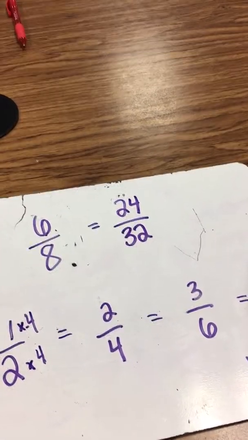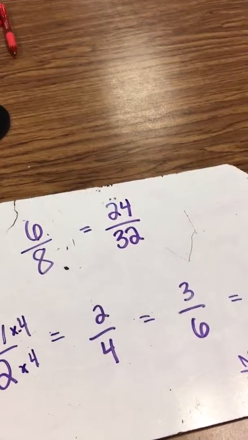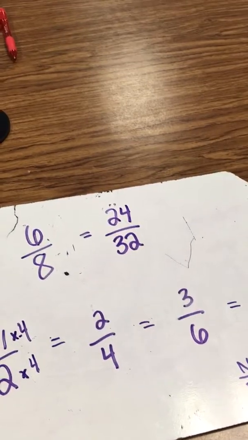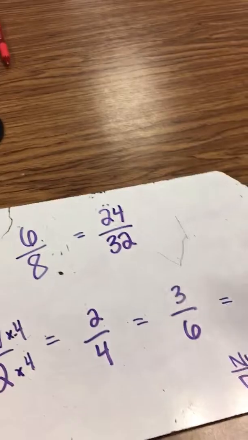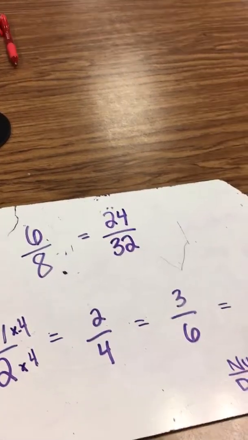If I were to draw them out, which you would never draw this big of a number out because it would be very difficult to see, but in a perfect world, if we had pieces like this for each of these numbers and we laid 24/32 out and 6/8, they would cover the same amount of space.